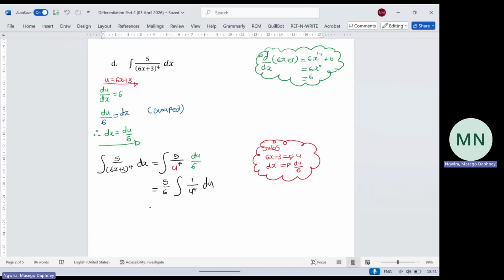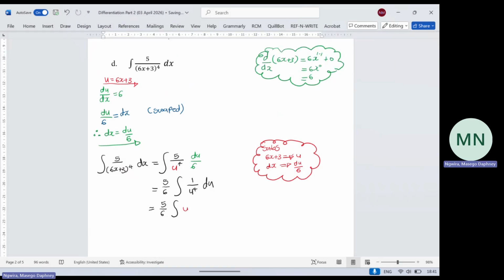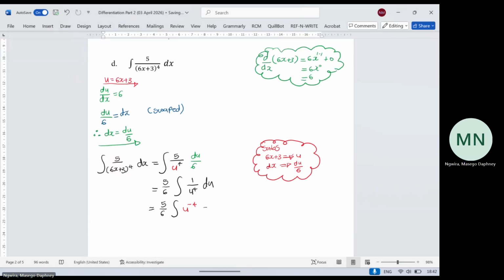Before I integrate, I must take this u to the top. Remember, it must be in the form of x to the power of n. So this is 5 over 6, then u to the power of negative 4. Then now I can integrate this du.